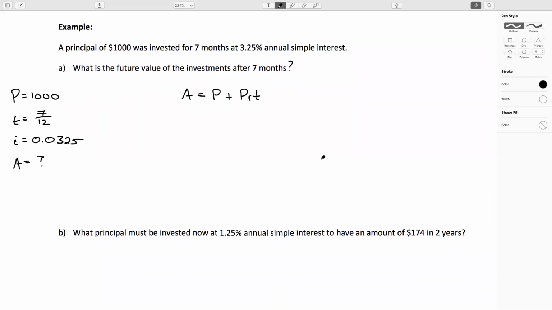All right, so for this question, we've got all of the numbers already, so all we need to do is plug our numbers in. P is 1,000 plus 1,000 times R, I called it I, sorry, R of 0.0325 times T of 7 over 12. Be careful when you're putting this in your calculator. Sometimes it's easier to just calculate your interest and then add 1,000, but I'll leave it up to you.